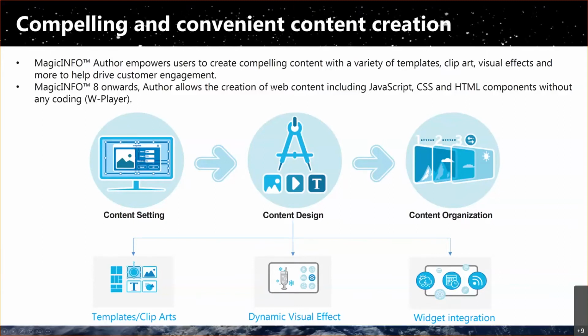And then you can add visual effects to the content that you just added, like graffiti or snow falling. All those kinds of visual effects are built into the web author. And it also provides you widget integration. We have a lot of widgets that are already embedded into MagicINFO, like the weather widget, RSS feeds, time, clock, and one of the most important widgets that we offer is a web element that basically gives you the ability to bring a website onto a portion of it.